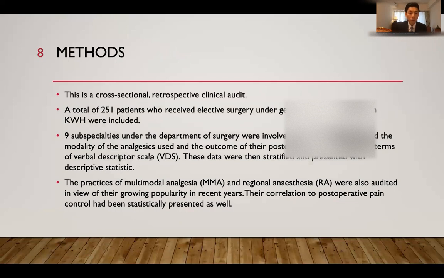So very quickly to go through our methods. This is a cross-sectional retrospective clinical audit. We looked at 251 patients who received elective general anesthesia under general elective surgery. There were 9 subspecialties involved, which I'll present later, and we assessed the pain score of each individual patient and will present descriptive statistics.